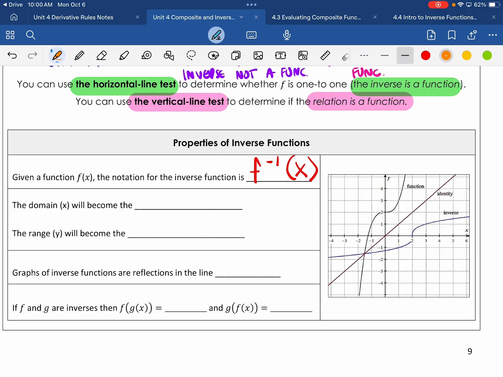When you're talking about inverses, when the X and the Y switch, your domain and range will also switch, because the domain, which is made up of your X's, will turn into the range, which is made up of your Y's. And your range, which is made up of your Y's, will become your domain, which is made up of the X's.